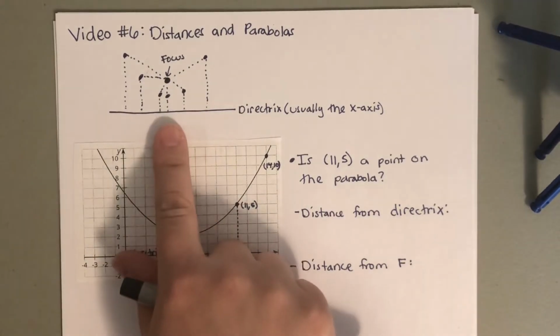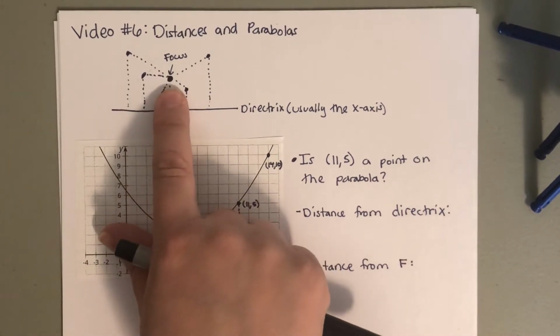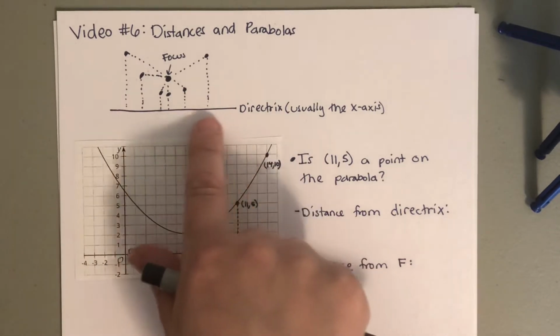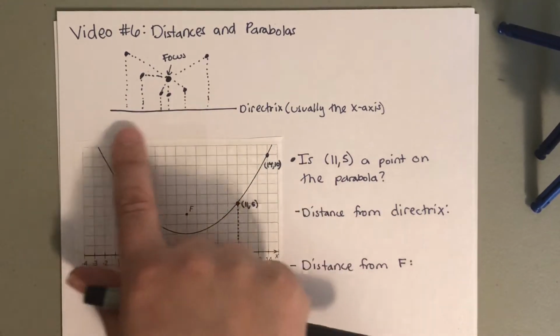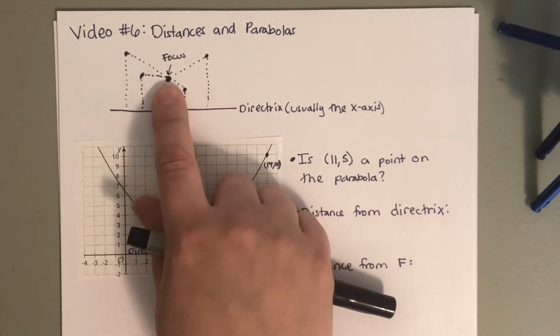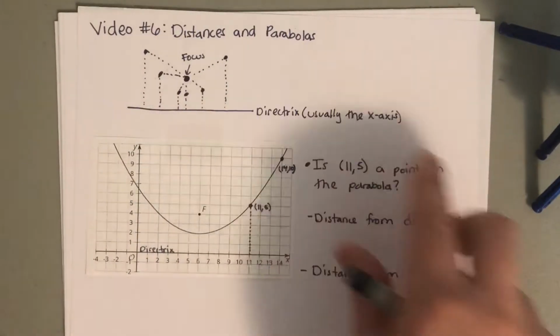If you look at this diagram, it's going to help us think about what a parabola really is geometrically. Notice that there's this big dot in the middle, this point, and that point is called the focus. And then we have a line down here, which is often the x-axis, and that line we're going to call the directrix. So we have two new words. We have the focus, which is the dot, the point, and we have the directrix, which is the line.